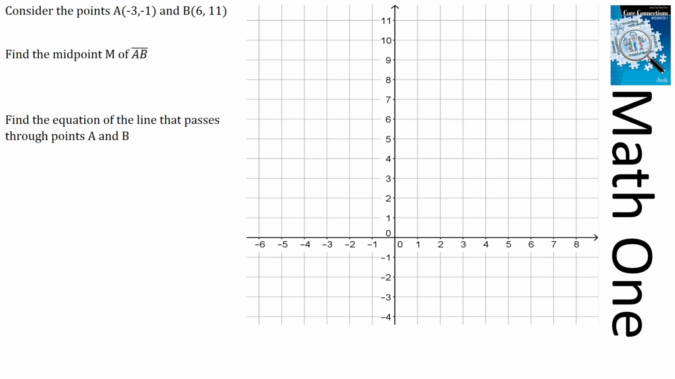So at this point, we should be feeling pretty comfortable with the Cartesian coordinate plane and doing a lot of things with it and considering points that are on it. So let's consider 2 points. One is at -3, -1.